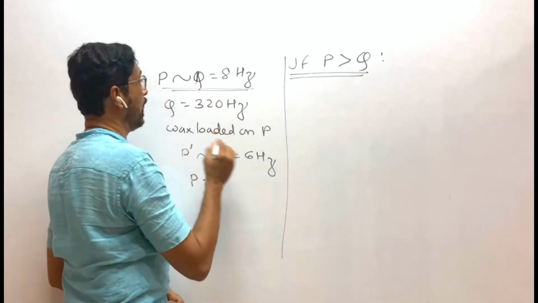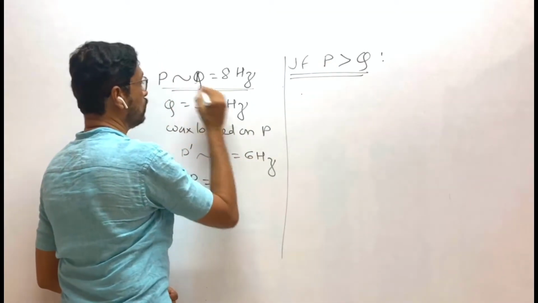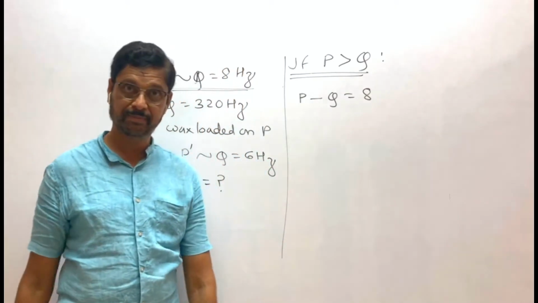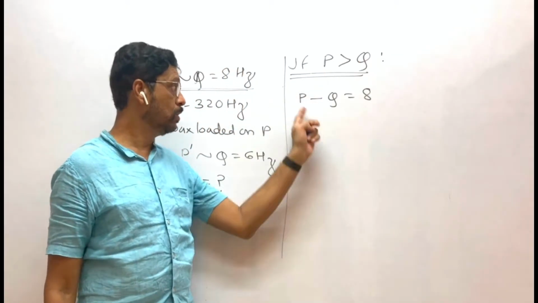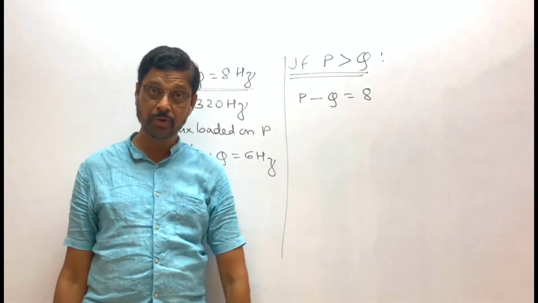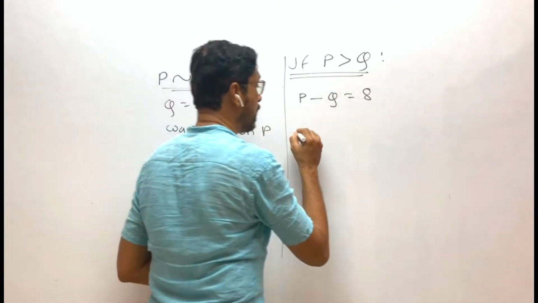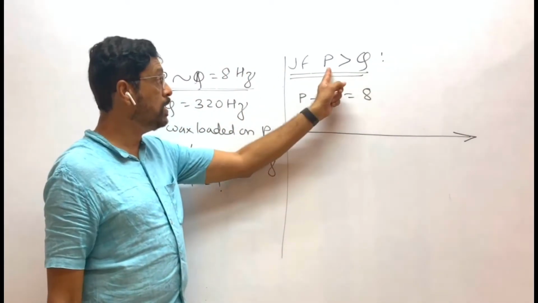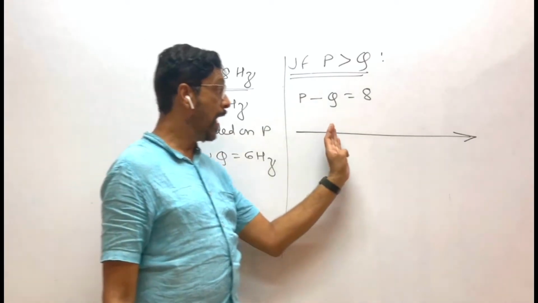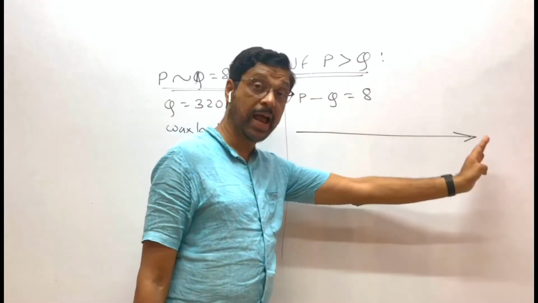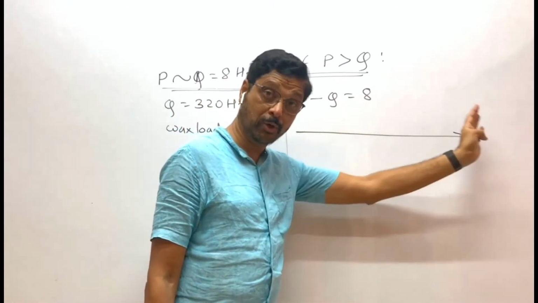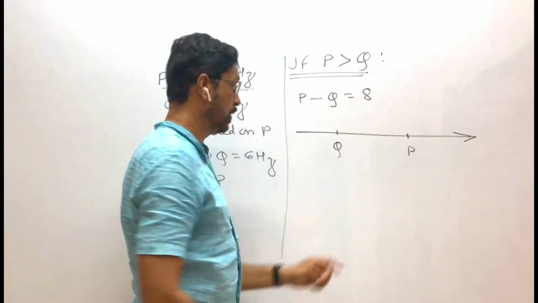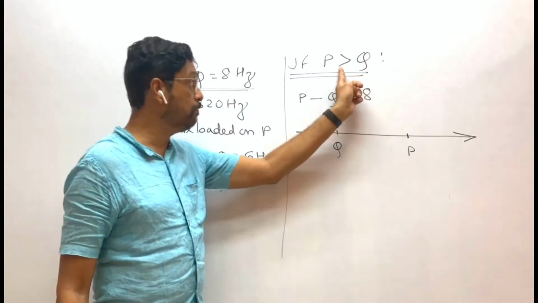Then this formula will be P greater है, so this will be P minus Q is equal to 8, isn't it? P is greater than Q, so this will be P minus Q is equal to 8. Now draw a number line. एक number line draw करो. P is greater than Q. As P is greater, it will be towards right or left? Greater values will be towards right. तो P यहां पर होगा और Q यहां पर होगा. P की फ्रीक्वेंसी Q से ज्यादा है, we have assumed that.